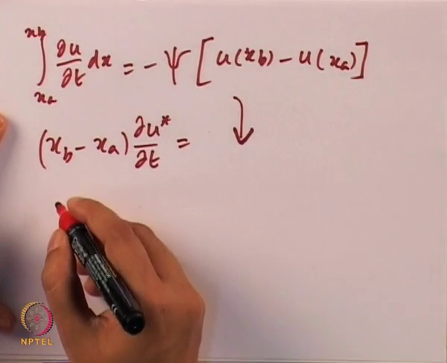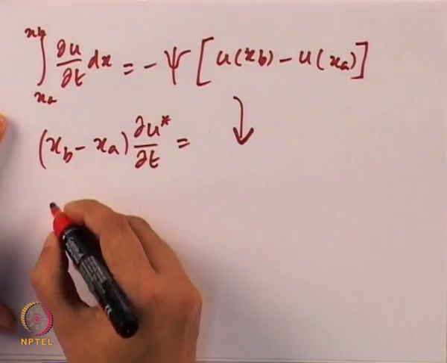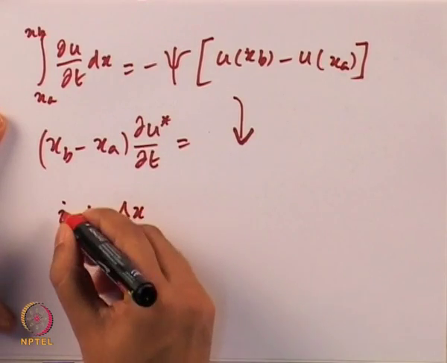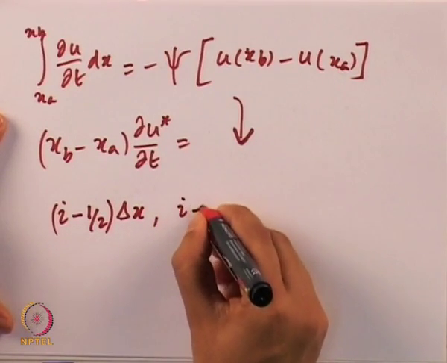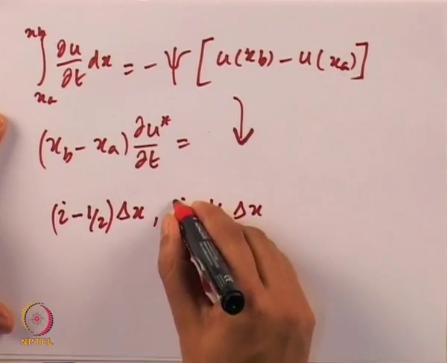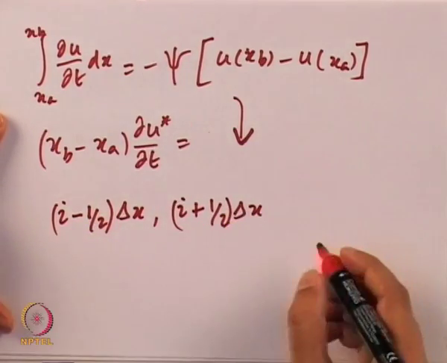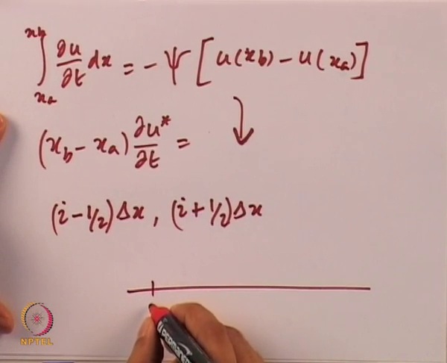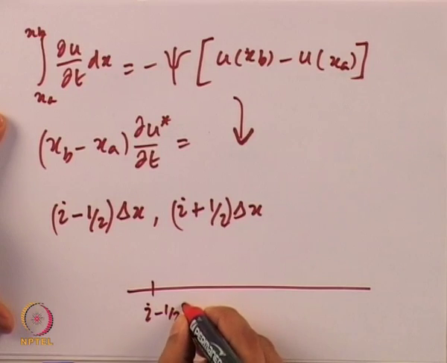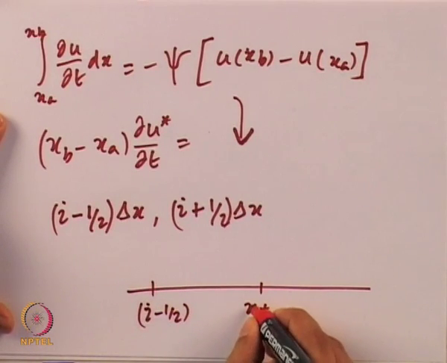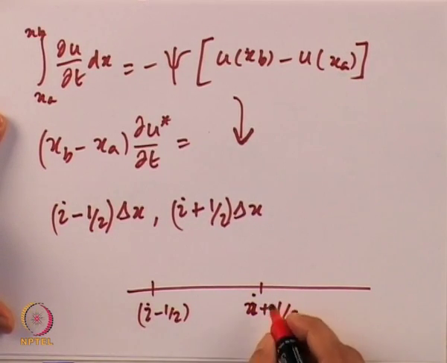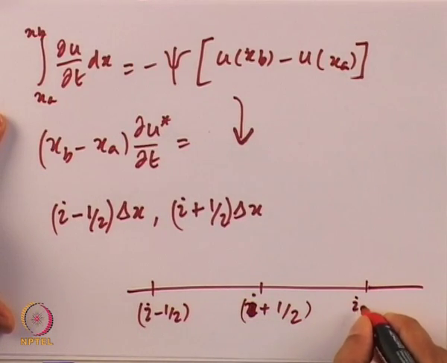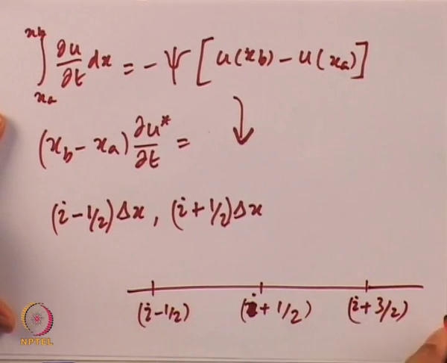So if you choose the control volume I minus half delta x, comma I plus half delta x. So this is the control volume. So if you take a line like this, and let us say this is I minus half, this is I, plus half, this is I plus 3 by 2, so on and so forth.